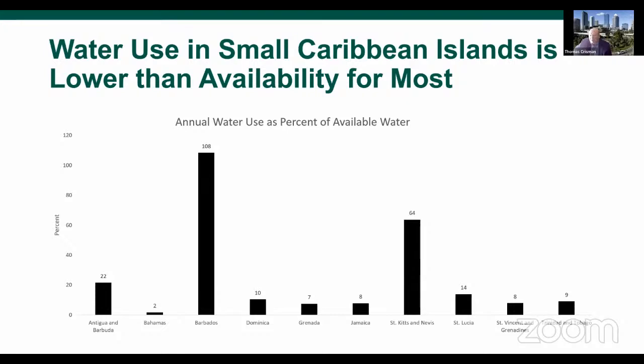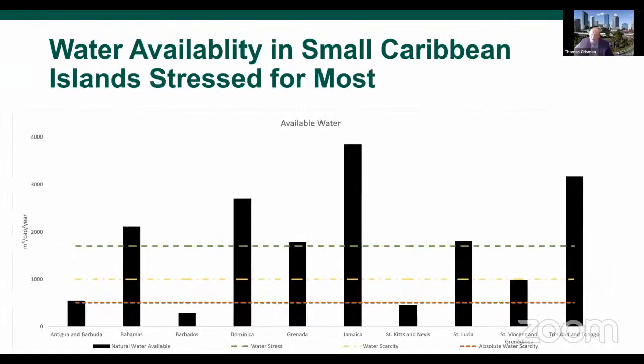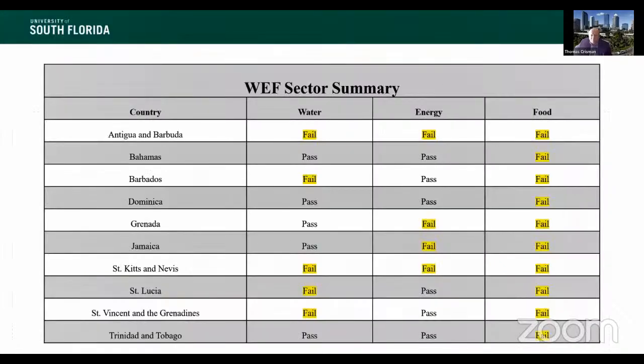Water use in the Caribbean islands is lower than what's available to it, with the exception of Barbados and St. Kitts and Nevis, which were on that list, by the way, of severe water shortage. They're overusing the water available to them. That said, even though they're not using what's available to them, the real problem is that most of these countries are in danger of severe water scarcity, and with projected increases in climate change leading to less rainfall, it's only going to get progressively worse.